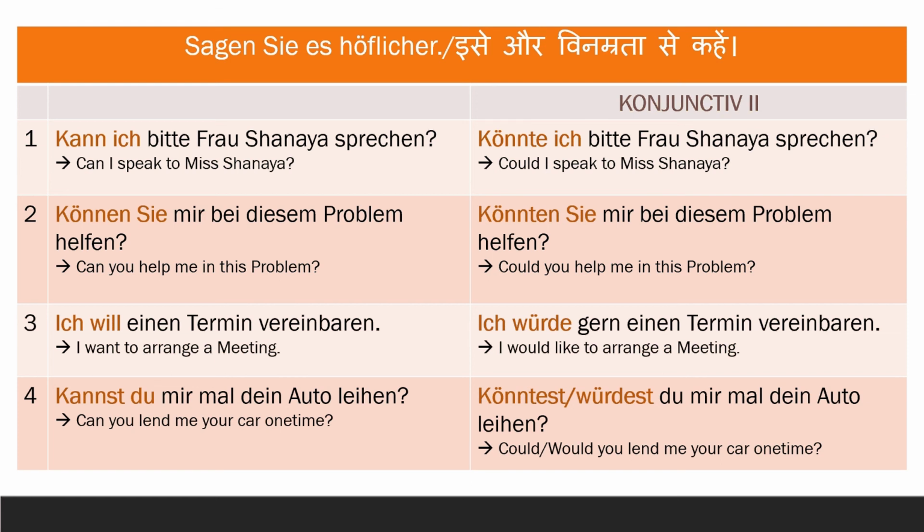"Kannst du." So now "kannst du" will become "könntest du" in Konjunktiv II. "Kannst du" is "könntest du". "Würdest du mir mal dein Auto leihen?" Could you lend me your car one time? Or would you lend me your car one time?